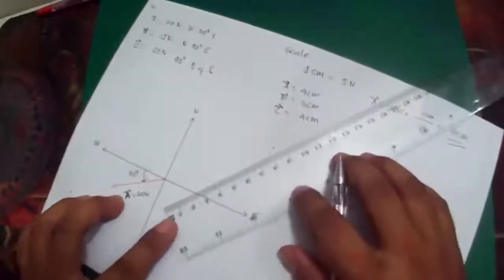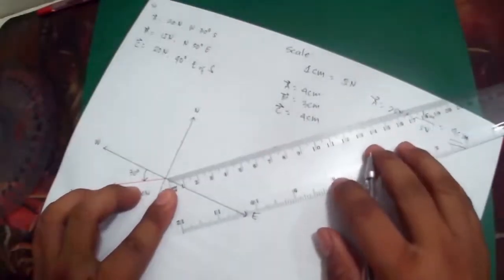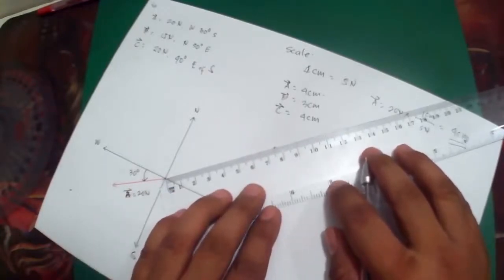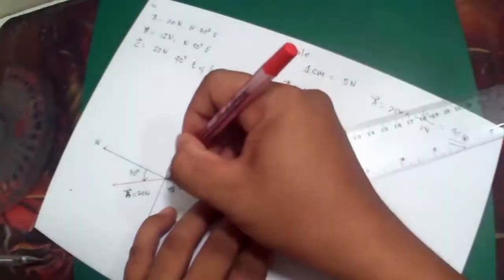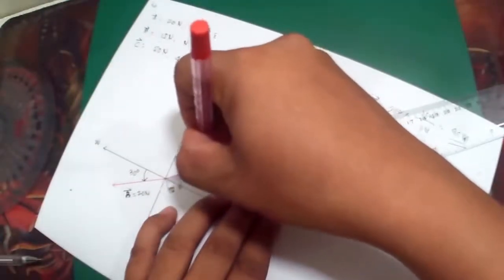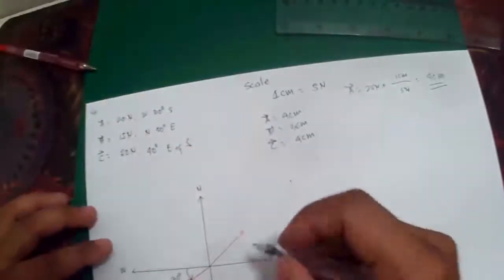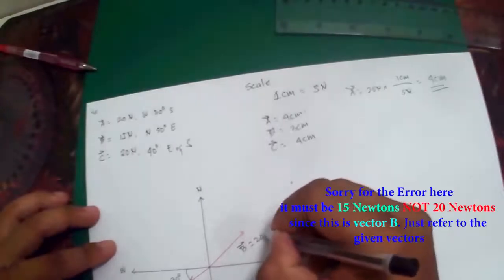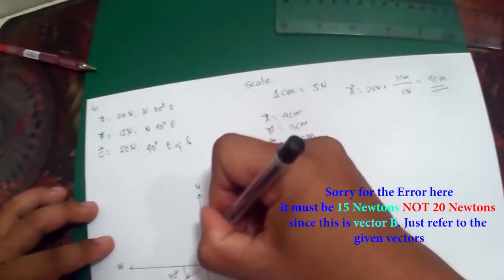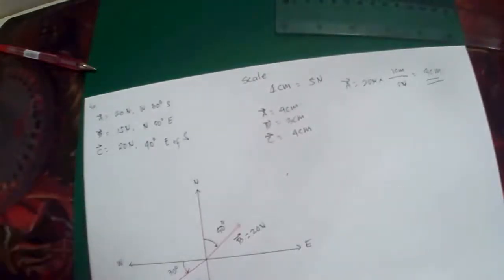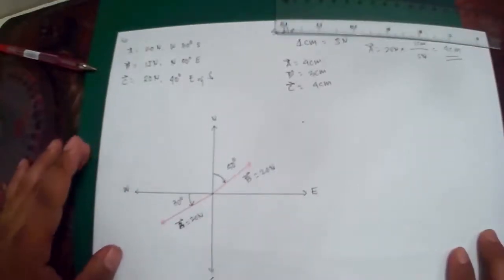You place your ruler here. There. And that's 3 centimeters. We'll stop on 3 centimeters. There. Okay. And we will now label this one as vector B, 15 newtons. So the arrow is from north to east. And the angle here is 50 degrees. That is now our vector B.